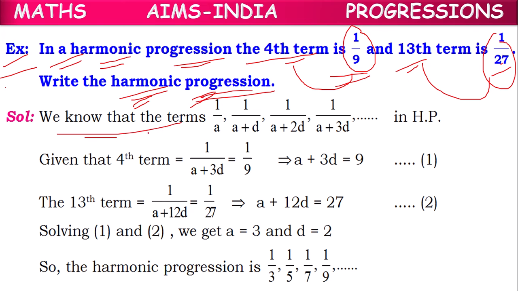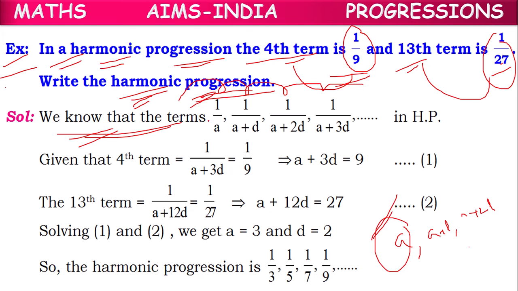The general form of a harmonic progression is nothing but the reciprocal of all terms of an AP. The general form of AP is a, a plus d, a plus 2d, and so on. For the general form of HP, we have to take the reciprocals: 1 by a, 1 by a plus d, 1 by a plus 2d, 1 by a plus 3d. These are all in HP.